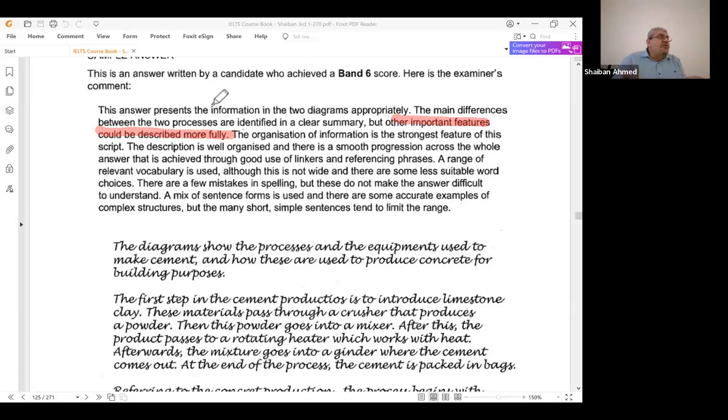So if you give more development, the task achievement will reach band 8 or 9, coherence, cohesion, 8 or 9. So we will have minimum band 7, because I'm not talking about the grammar vocabulary here. The grammar vocabulary is band 6, but task achievement. Now let's read it here.